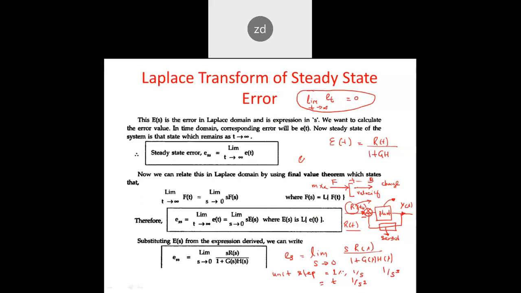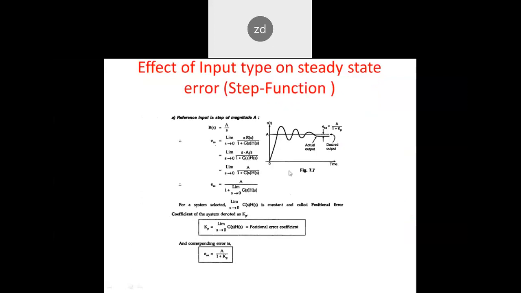This can be written as A if it is not a unit step, and for a ramp it can be A into t. Similarly, for a parabolic input it can be A t square by 2, which can be represented by A by s cube. Now we will see how the errors are getting generated.